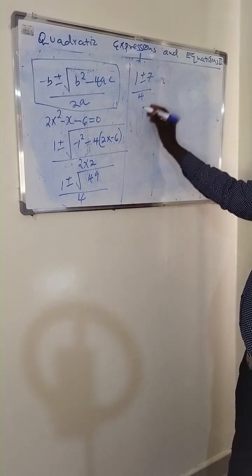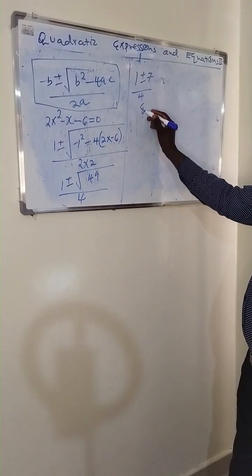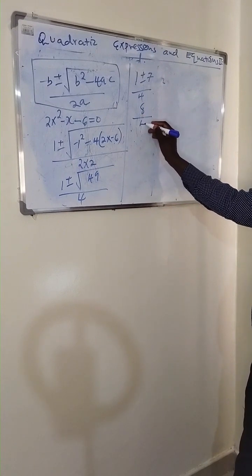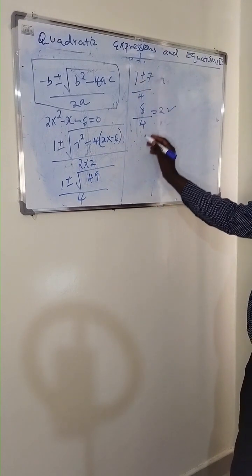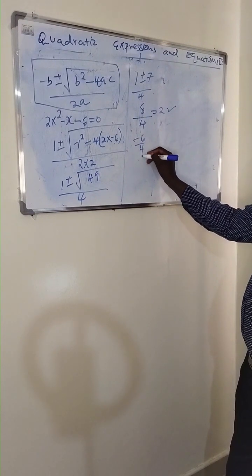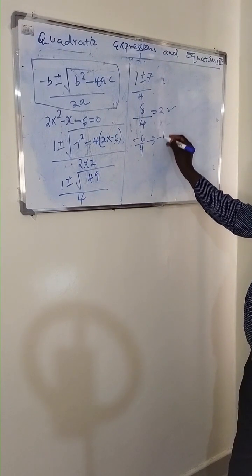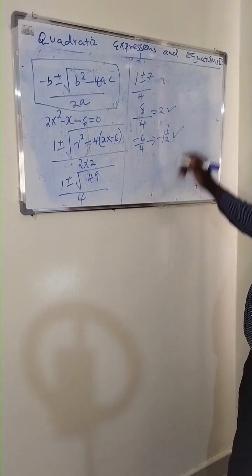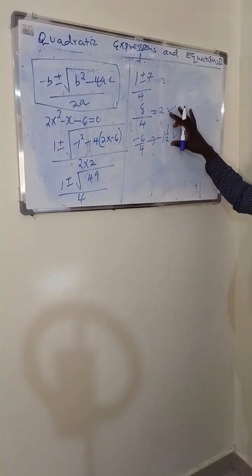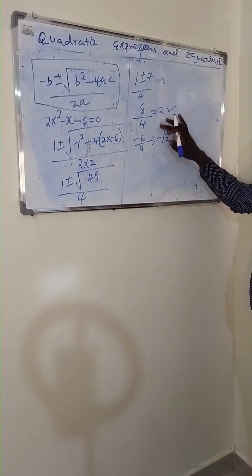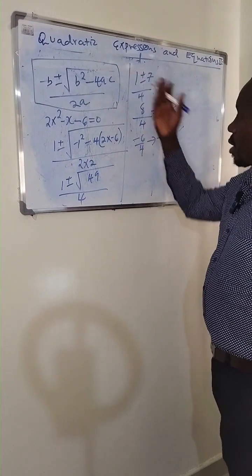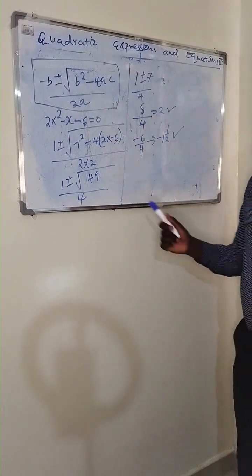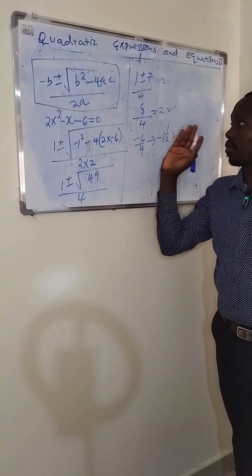So let me just write them. 1 plus 7 is 8 over 4. So the answer there is 2. Then we have 1 minus 7, which is negative 6 over 4, which simplifies to negative 1 and 1 over 2. So you notice that we have the same answers: x is positive 2, and the other value of x is negative 1.5. So that is how you solve a quadratic equation using the quadratic formula.